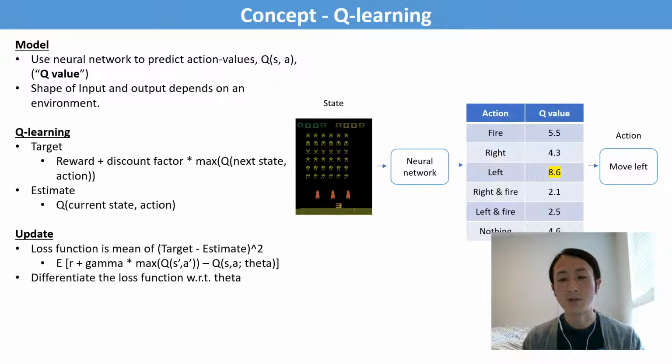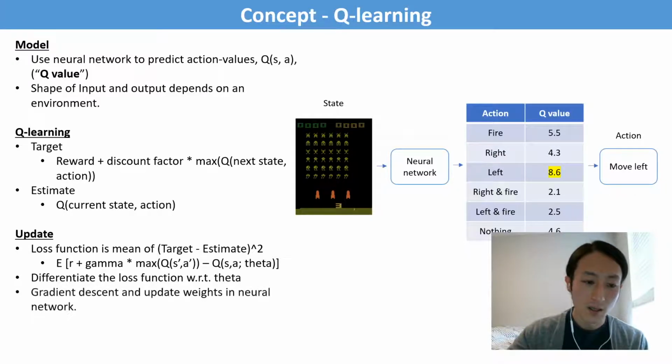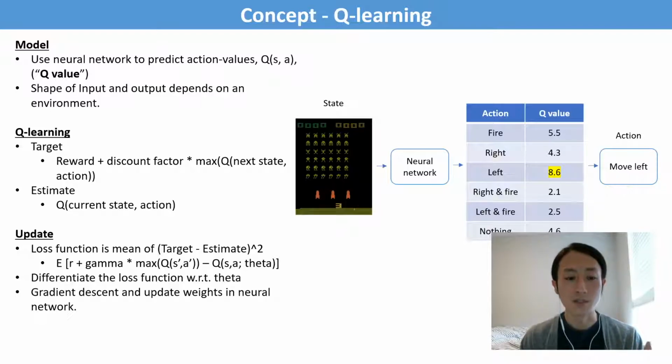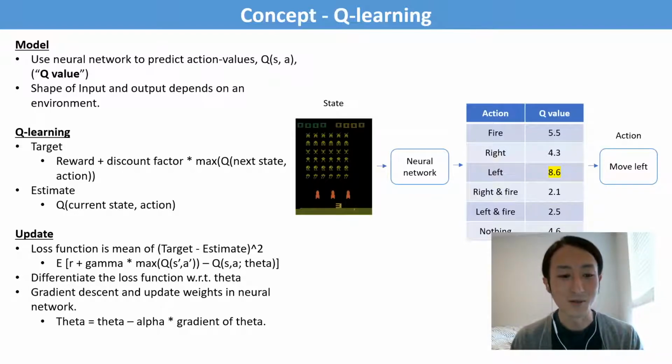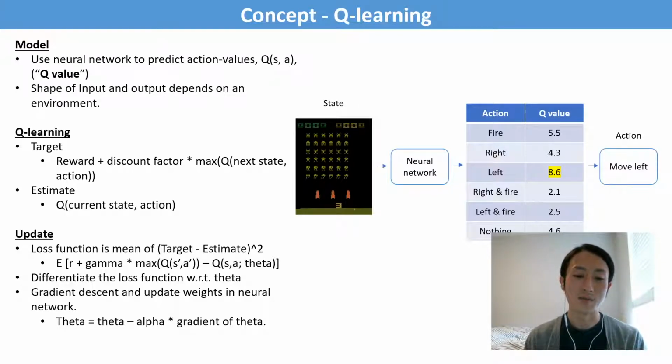And then, because we're using a neural network, why don't we just differentiate the loss function, and then we are going to do the gradient descent. So here theta is a parameter of the neural network. So we have the current parameter, and then you have alpha, the step size, multiplied by the gradient of the loss function, and then we just do this many times, and then we can optimize the parameters of the neural network, and then the neural network can produce nice Q value numbers to decide the actions.